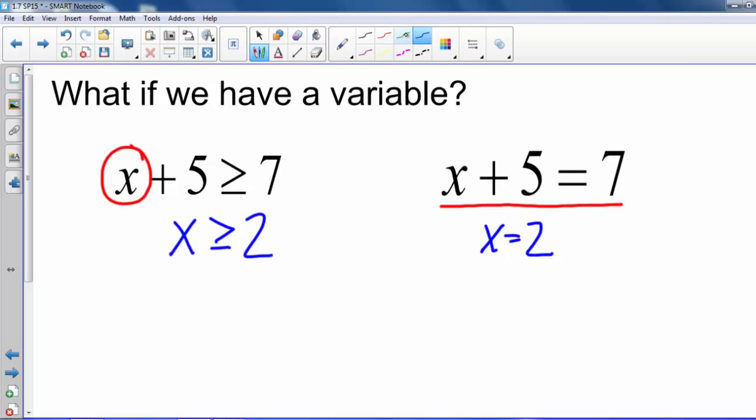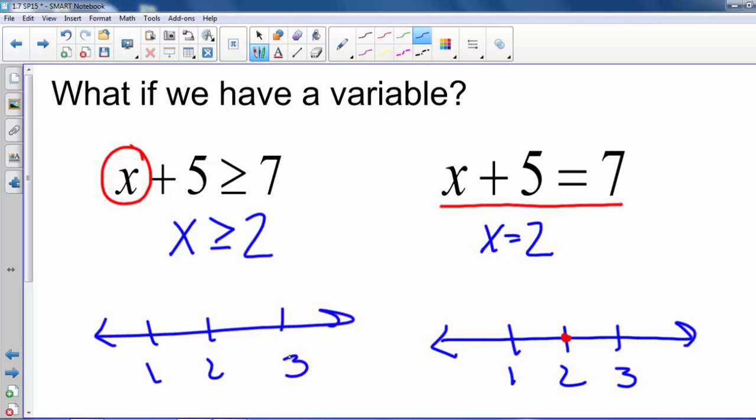So if we look at these on a number line, for an equality, our solution is 1 point, one value. But for an inequality, we have many values. So because this includes equal to, we have a closed dot, as well as everything greater than 2. So linear inequalities have many solutions, while linear equalities only have one solution.